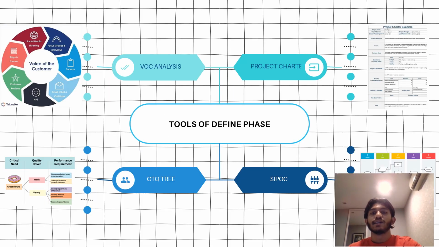Next is the tools of the define phase. I chose four examples: the first one is the project charter, and then the VOC analysis, the SIPOC diagram, and the CTQ tree. I have attached example pictures beside every single tool.